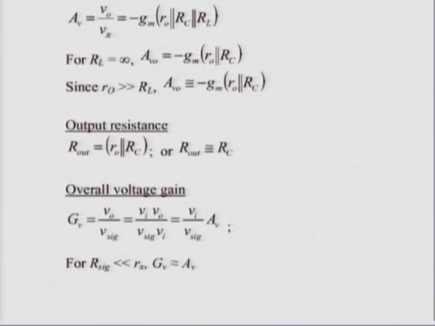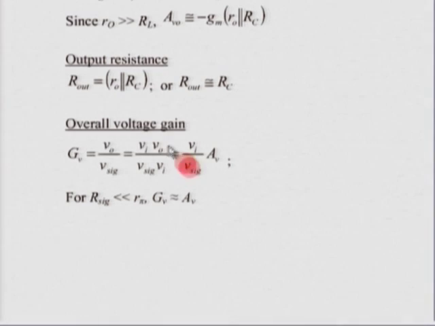Now, another very important parameter is what is called the overall voltage gain, which is measured from end to end, that is from V out to V sig. Now, that we can get as V I by V sig times V out by V I, which would be nothing but V I by V sig times A V. Now, if we assume that the resistance of the signal source R sig is much smaller than R pi, then we see that the overall voltage gain is approximately equal to the voltage gain.